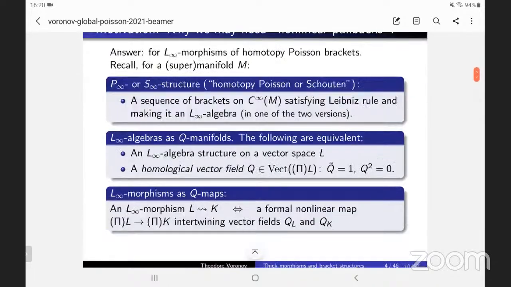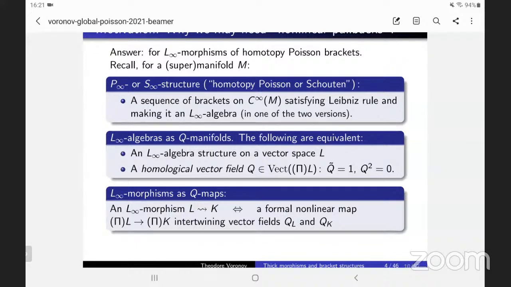L infinity algebras is most naturally described as a non-linear mapping, more precisely a formal mapping between the corresponding vector spaces. Sometimes you may need to reverse the parity of the vector space, or in another case, no.